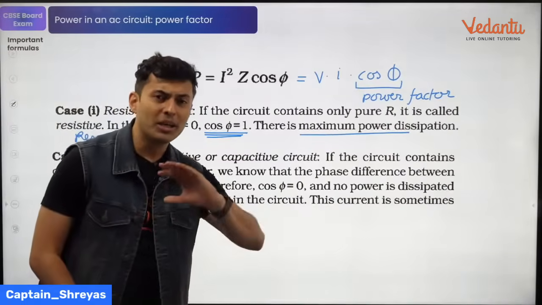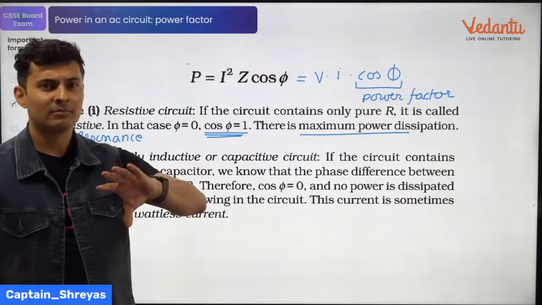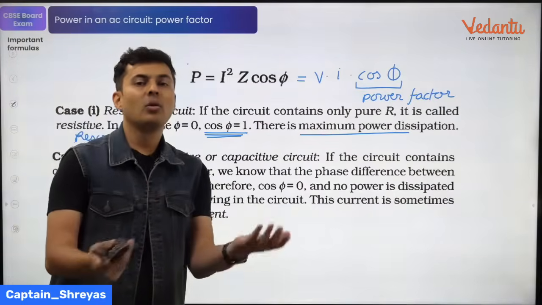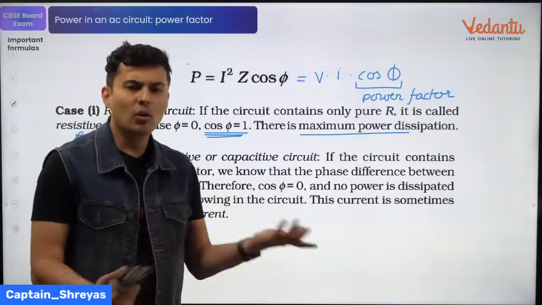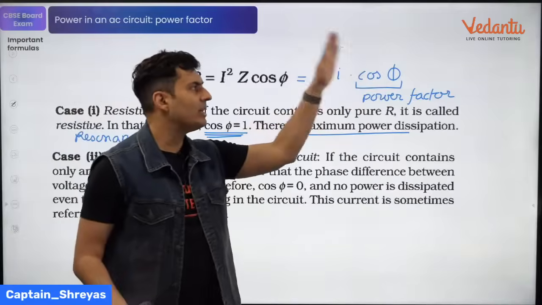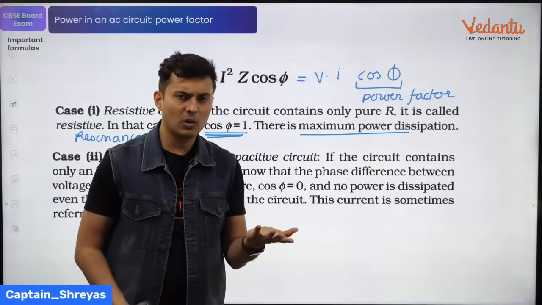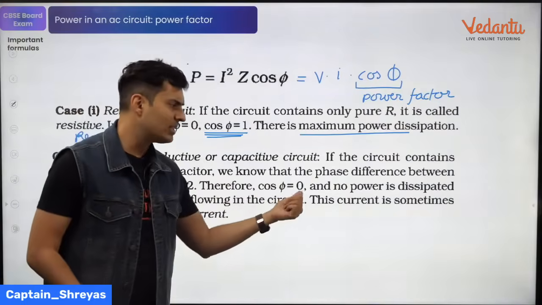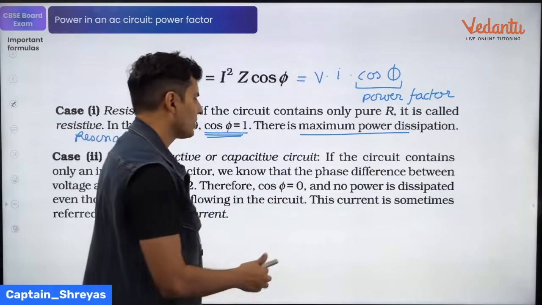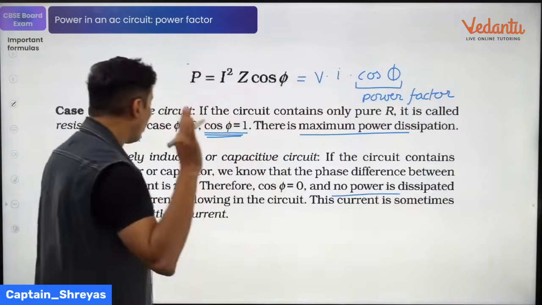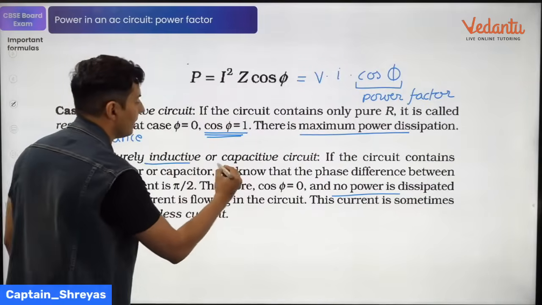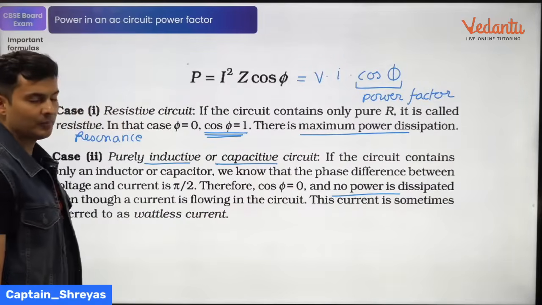By chance, if there is only an inductor or capacitor, no resistor, then there is no question of heat loss. Phi will be either plus 90 or minus 90. Cos of 90 is 0. So you will see cos 90 will be 0. So then there will be no power loss. So there is no power loss only in the case of inductive or capacitive circuits.